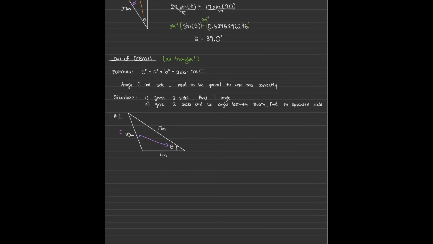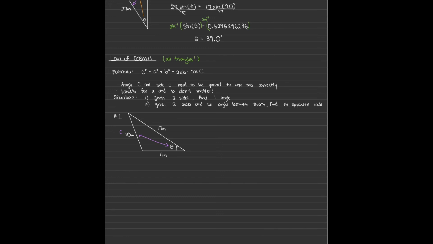With A and B, the labels don't matter. The reason it doesn't matter is because if you look at the formula, you end up adding these two numbers and the order of addition doesn't matter. And then here you're multiplying the two numbers and the order of multiplication doesn't matter either. So I wouldn't sweat that too much, but do figure out where your side angle pair is, because that is going to dictate which side is side C and angle C.